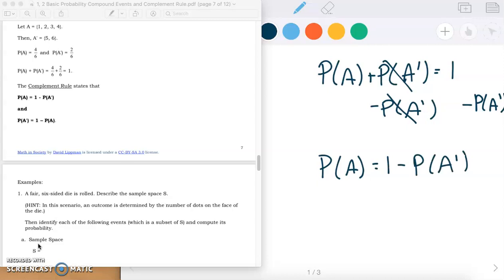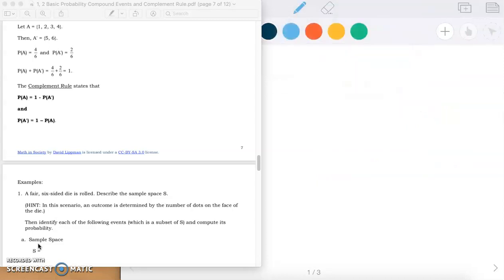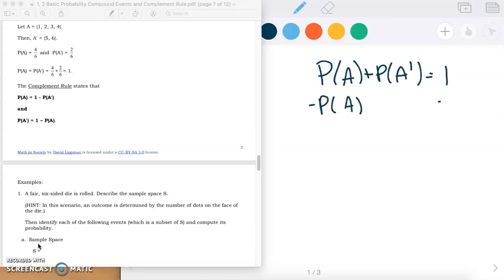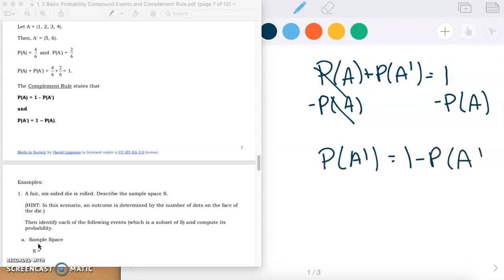And the same applies for A prime, right? So if we start again with the probability of A plus the probability of A prime equals 1 and subtract the probability of A from both sides, these cancel and we're left with the probability of A prime equals 1 minus the probability of A. All right?